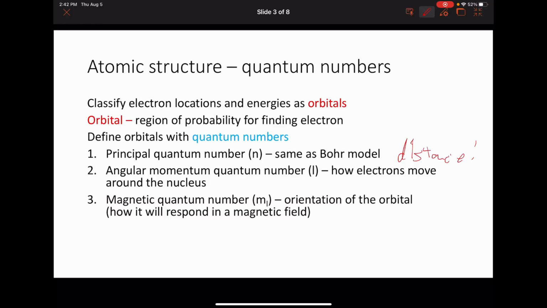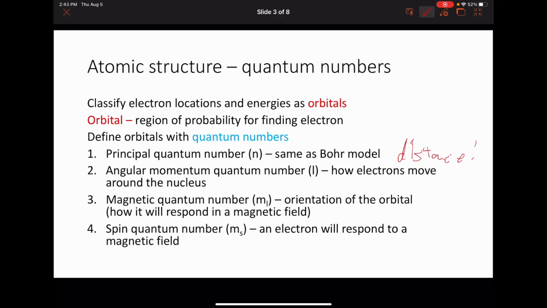And then we have the magnetic quantum number, m sub L. It's called a magnetic quantum number because it reflects the orientation of the orbital, and it's magnetic because it would respond differently in a magnetic field depending on the orientation, okay? And so that's just the reason why we call it a magnetic quantum number. Later on, we'll talk about a little more practical consequences.